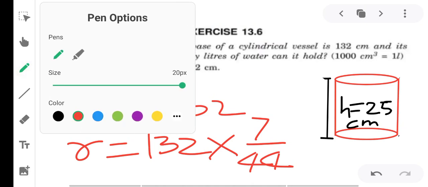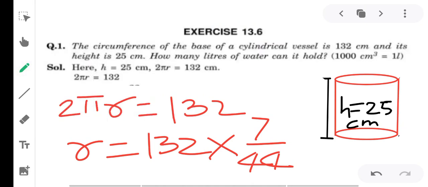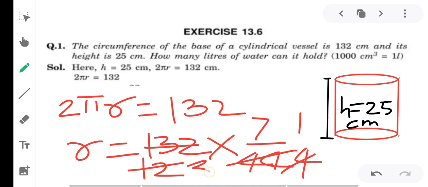Now students, we divide 44 and 132. So we can divide it by 11. So 11 4s are 44, and 11 1s are 11, and 11 2s are 22. So we will get 12 and 4. Then 4 again can divide 12 three times, right.